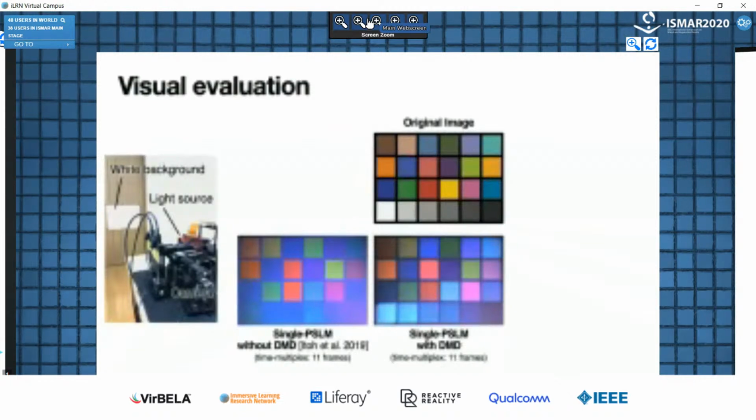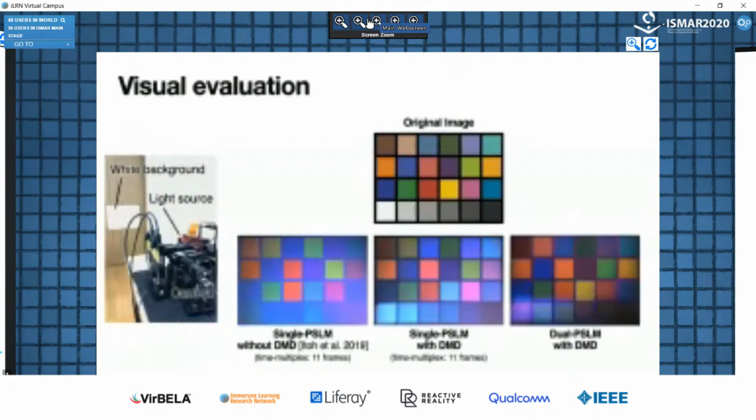The third image was rendered with a dual PSLM setup. Due to the wider color gamut, this setup can represent all colors in one frame without time multiplexing. It also presents yellow and orange cells successfully.